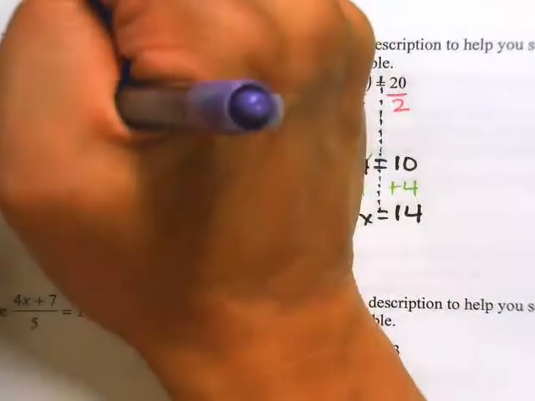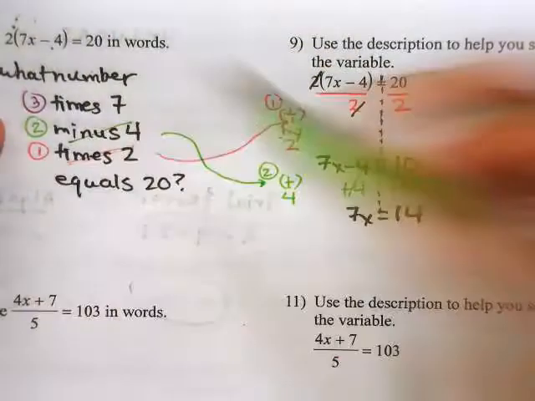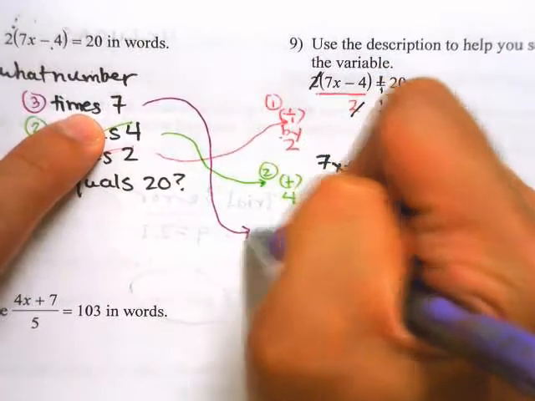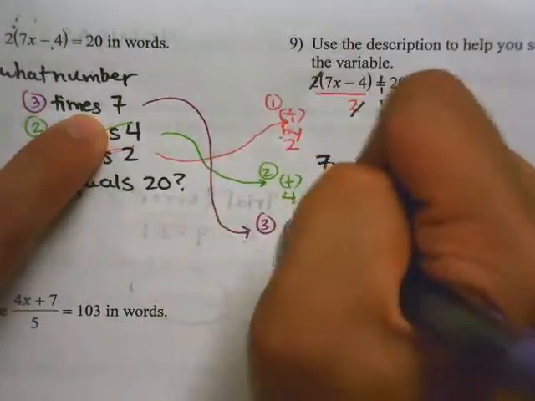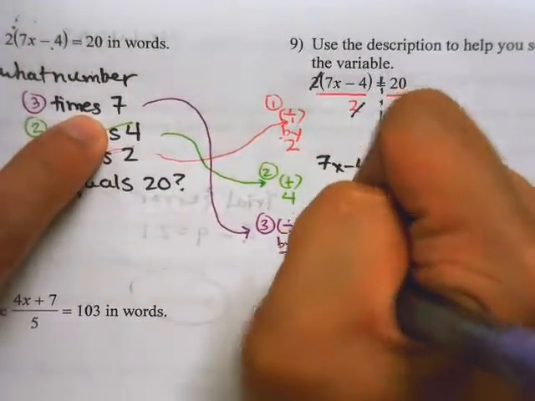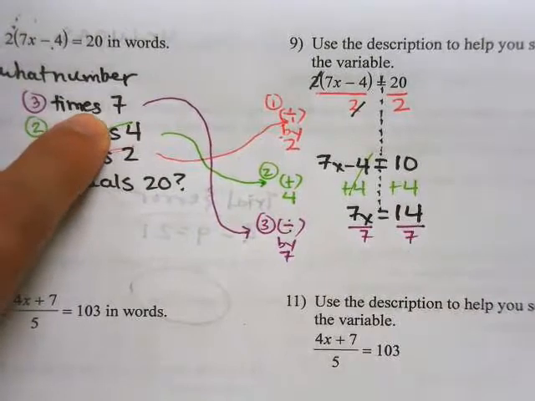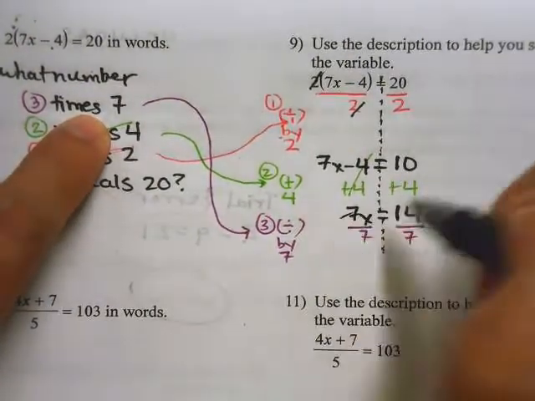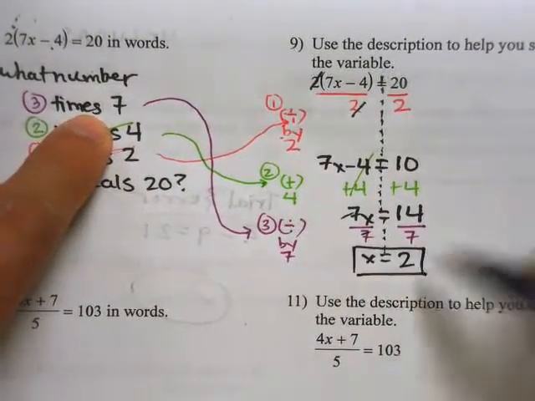I'm going to try to do this in purple now. Okay, we did the minus 4. Now let's do the times 7, but the opposite. The opposite of times 7 is divide by 7. So that's going to be your last step. I'm going to divide by 7 on both sides of the equation to balance the equation. This is gone, this is gone, and 14 divided by 7 is 2.